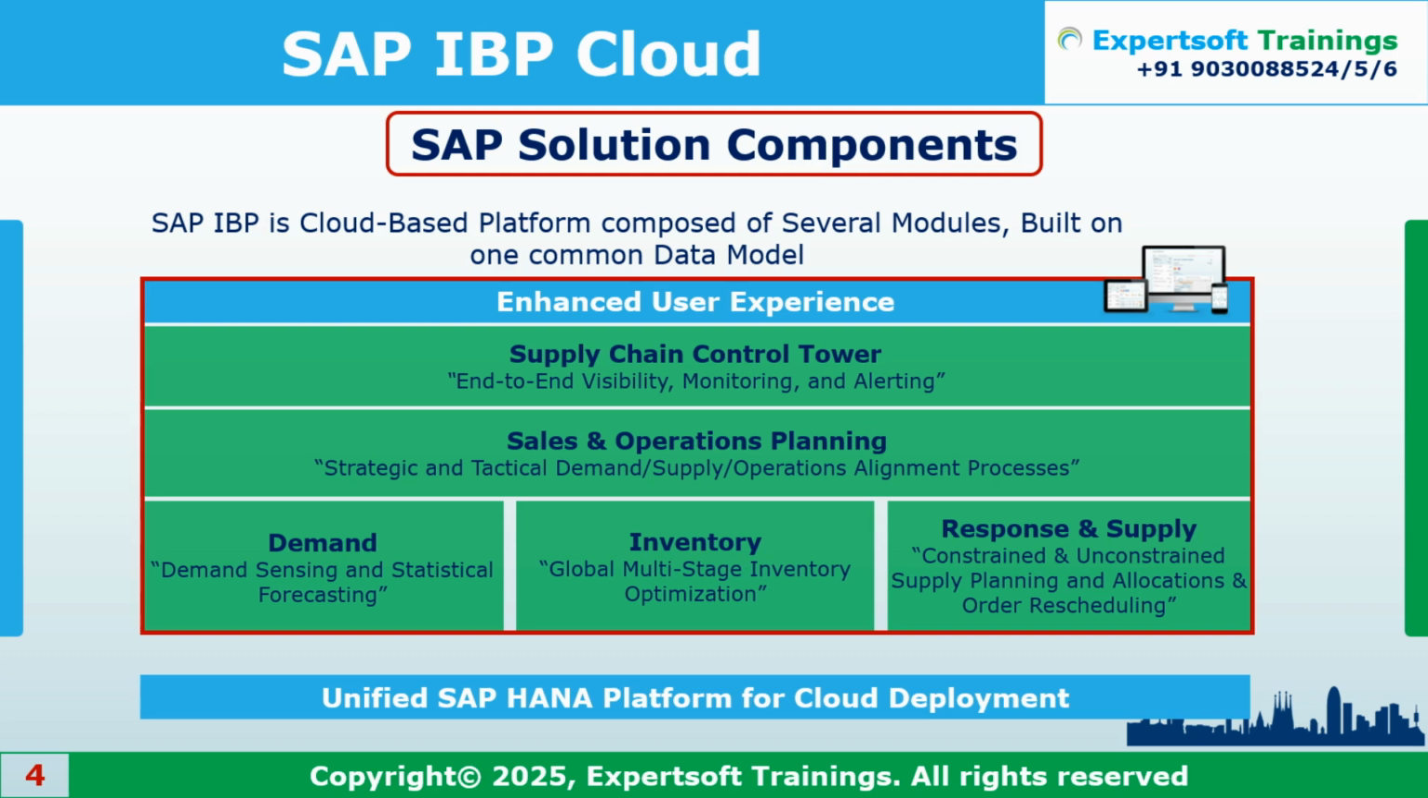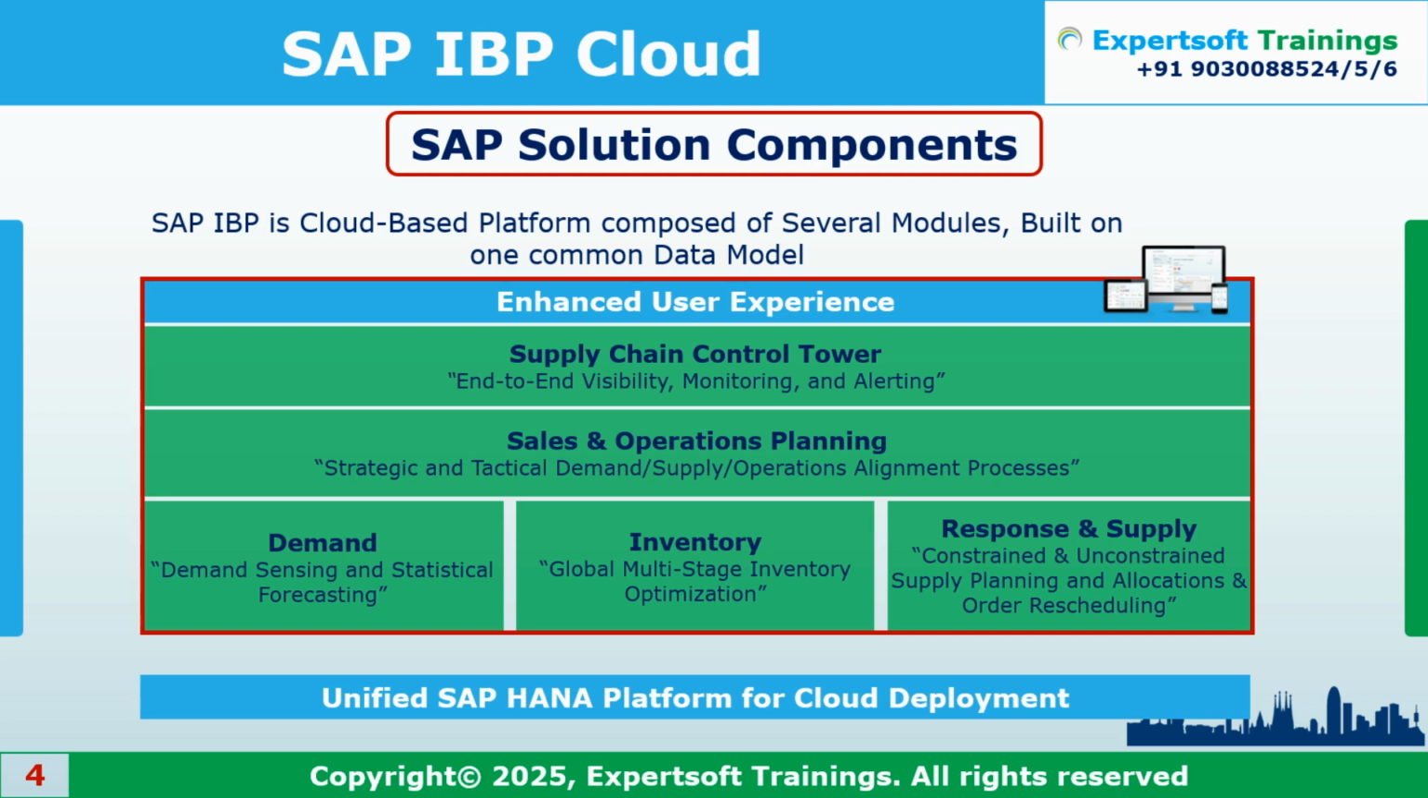Okay, so now on top of this, you have the supply chain control tower. Whatever planning you do, whether it's demand planning, supply planning, or inventory planning, to analyze those results in the form of charts or dashboards, or to generate alerts for monitoring purposes, we have the supply chain control tower. When you have the supply chain control tower, you will get visibility of your supply chain network, the end-to-end supply chain network.